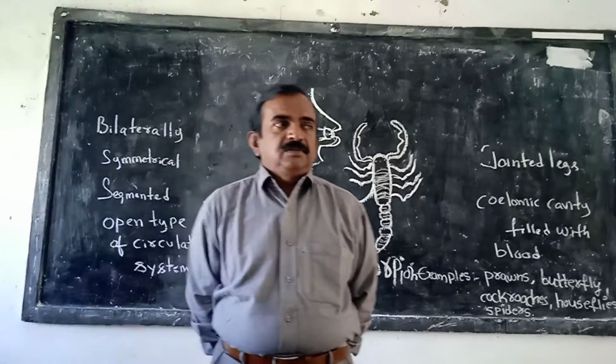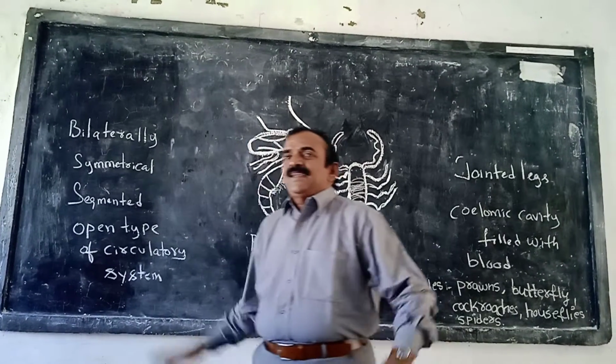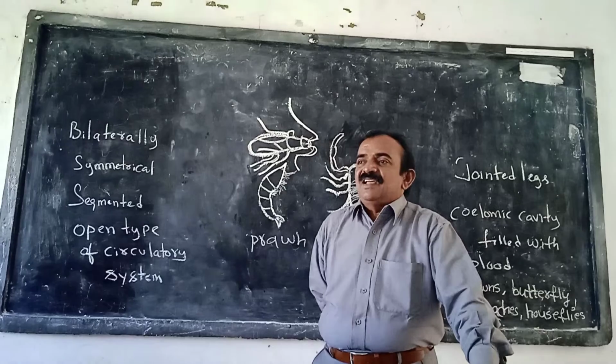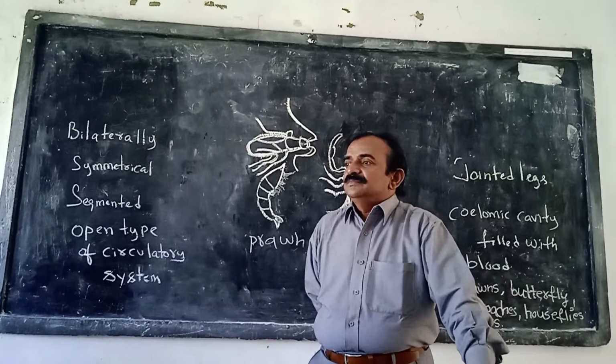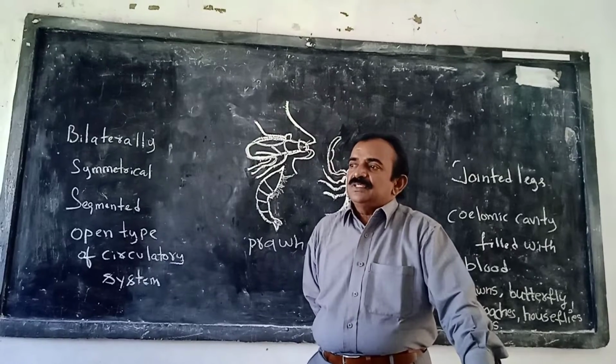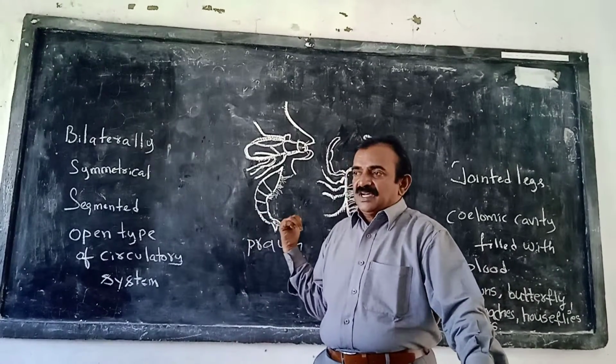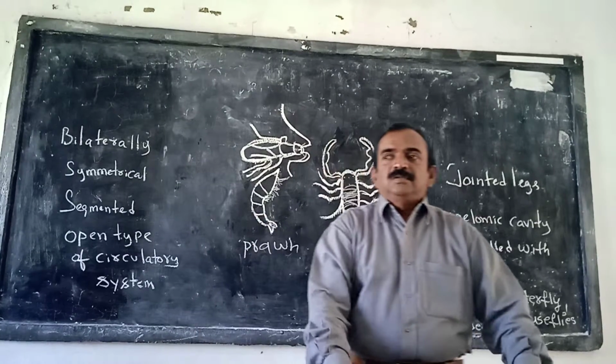Two questions, not more. First one: why are they called bilaterally symmetrical organisms? Two equal halves show the same design. And name the organism which is drawn on the blackboard. Cockroach.